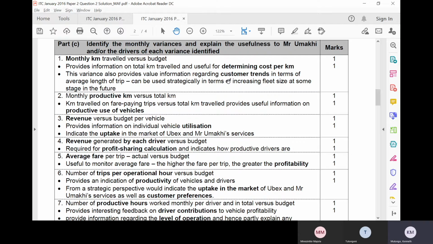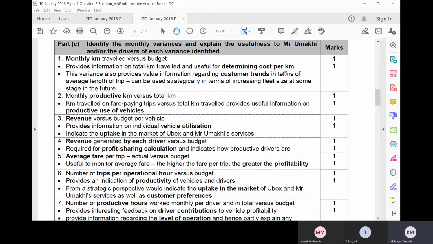And then on top of that, that's just from a cost perspective, but they've even mentioned from a strategic perspective, we can see that customers are driving longer or customers are driving shorter. So if customers are driving longer, then we know that we need to always have more petrol. We need to target more customers in certain areas, and we also know that we're going to make more money on longer trips. But if customers are driving shorter, we definitely want to be in the areas where it's most profitable for us.